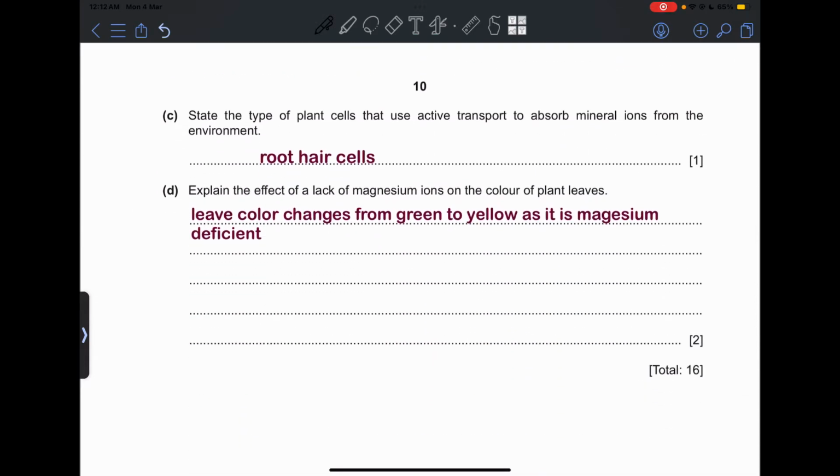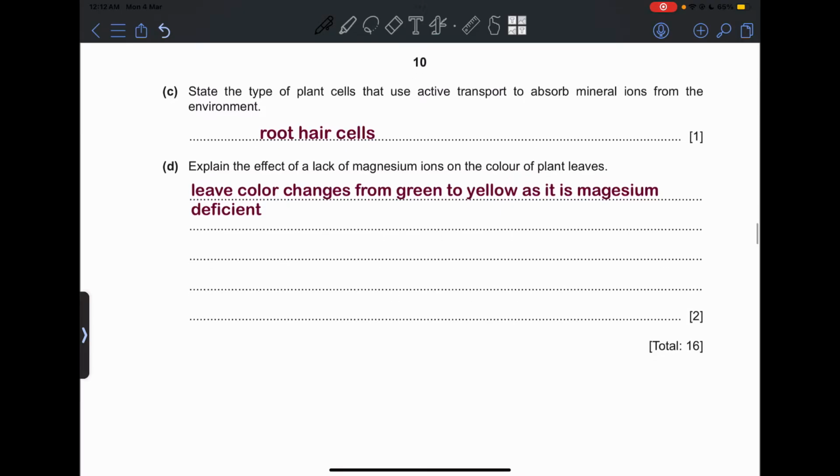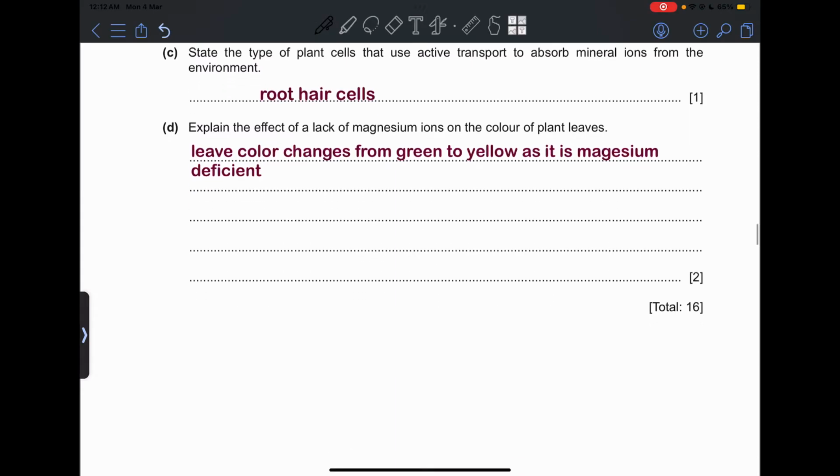C says, state the type of plant cells that use active transport to absorb mineral ions from the environment. This is root hair cells, which are in the roots of the plant. Now explain the effect of a lack of magnesium ions on the color of plant leaves. The leaf color changes from green to yellow. So this means that the leaf that was green will become yellow.